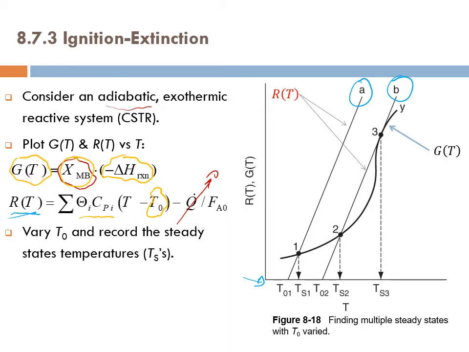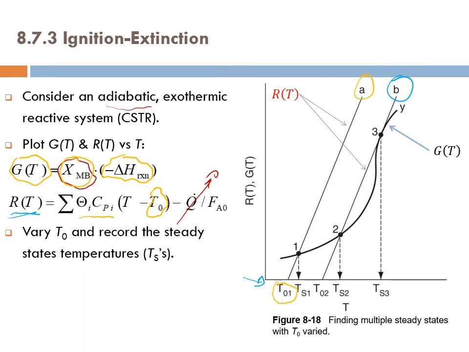And if we vary this, then we get different steady states. For instance, let's look at the curve for R(T)_A. Okay, this is the A curve, and this is plotted for the case where T_0 equals T_01.